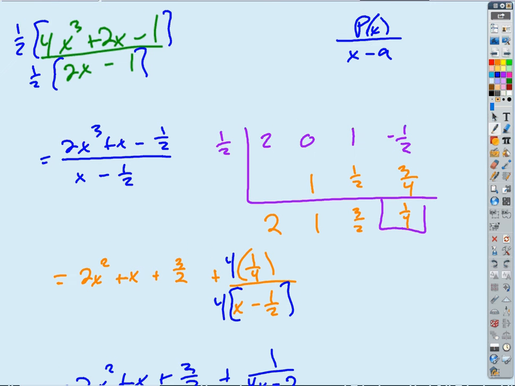So whenever we do synthetic division, we always have to make sure that the coefficient of x on the bottom is 1, right? So then let's go back.